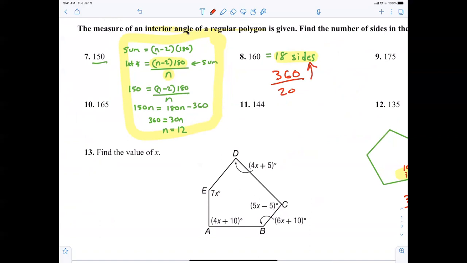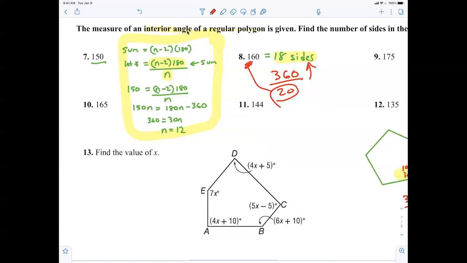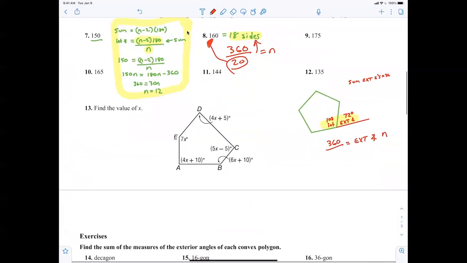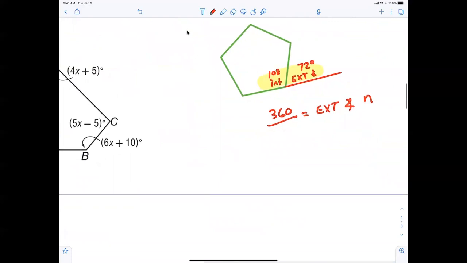Why is that? Somebody tell me why. What does 20 represent? The exterior angle, correct? Because the interior angle is 160. Does everybody agree with that? And then what did I do? 360 divided by the exterior angle tells me the number of sides. I'm telling you a whole bunch of formulas, but if I know the sum of the exterior angles is always 360, and someone tells me it's regular, I just divide 360 by n. That tells me the exterior angle, right?